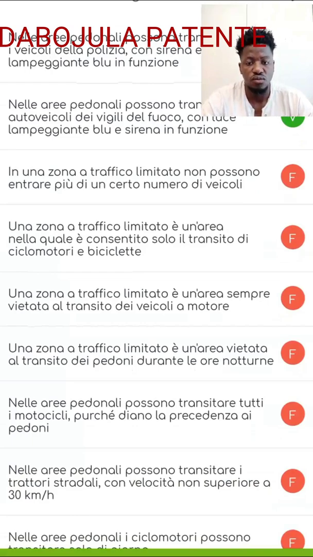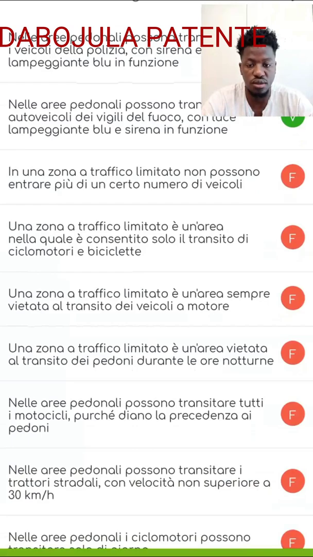Una zona a traffico limitato è un'area sempre vietata al transito dei veicoli a motore. It says a traffic limited zone is an area that always forbids vehicles with engines to transit. That is false.